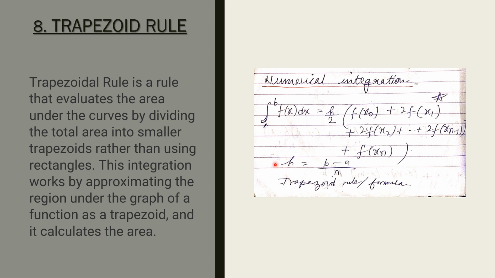You will be given the integration of f(x) dx from a to b, so you will be given a and b, the initial and the final value, and you can calculate h, which is equal to (b minus a) by n. n is basically the number of intervals for which we have to calculate. Now the basic formula is h by 2 into [f(x0) plus 2 into f(x1) and so on till f(x_{n-1}), plus f(xn)].